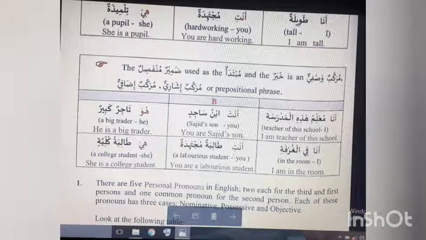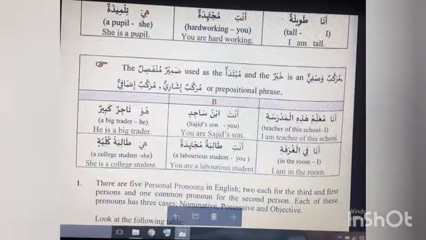أنت طالبة مجتهدة. You are a laborious or hardworking student. أنت is ضمير. We have discussed that أنتِ is used for second person feminine. Since the second person is طالبة مجتهدة, we use أنتِ and not أنتَ, because أنتَ is used for masculine. So أنتِ طالبة مجتهدة. طالبة مجتهدة is an adjectival phrase because مجتهدة is a صفة to طالبة.